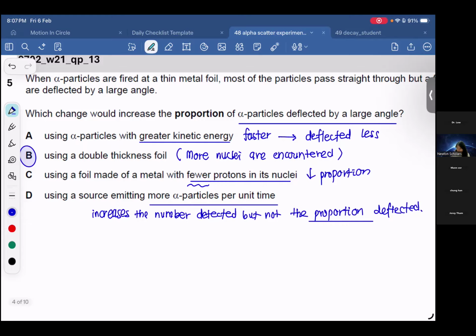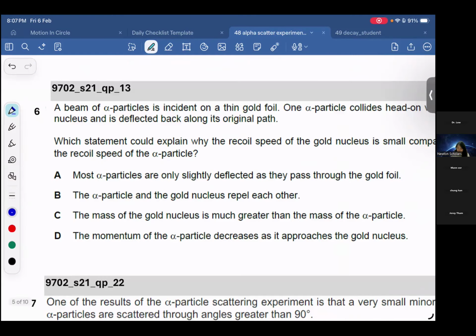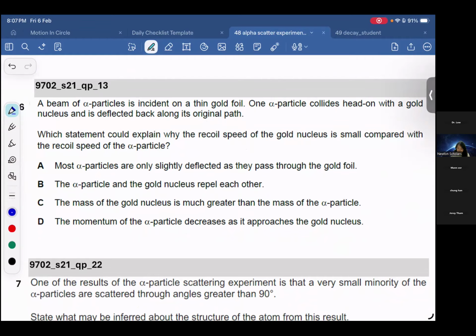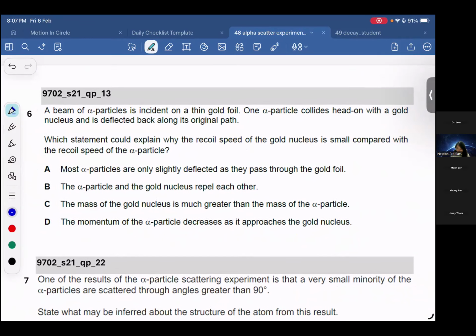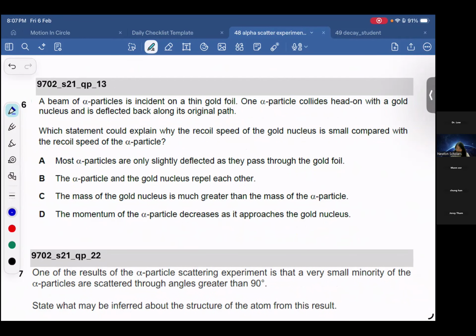So let's go here. Number 6. A beam of alpha particles is incident on a thin gold foil. One alpha particle collides head-on with a gold nucleus and is deflected back along its original path. Which statement could explain why the recoil speed of the gold nucleus is more compared to the recoil speed of the alpha particle? So 20 seconds, read it, think about it, and then give me the answer.